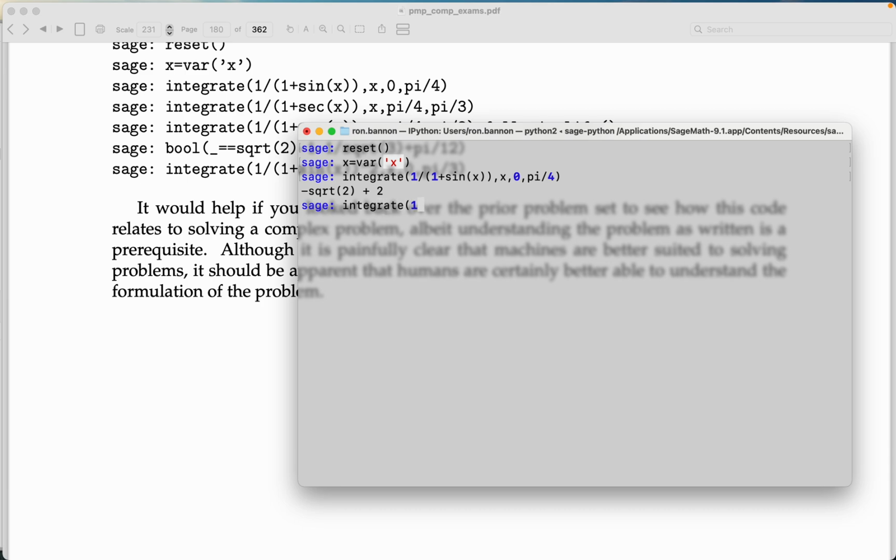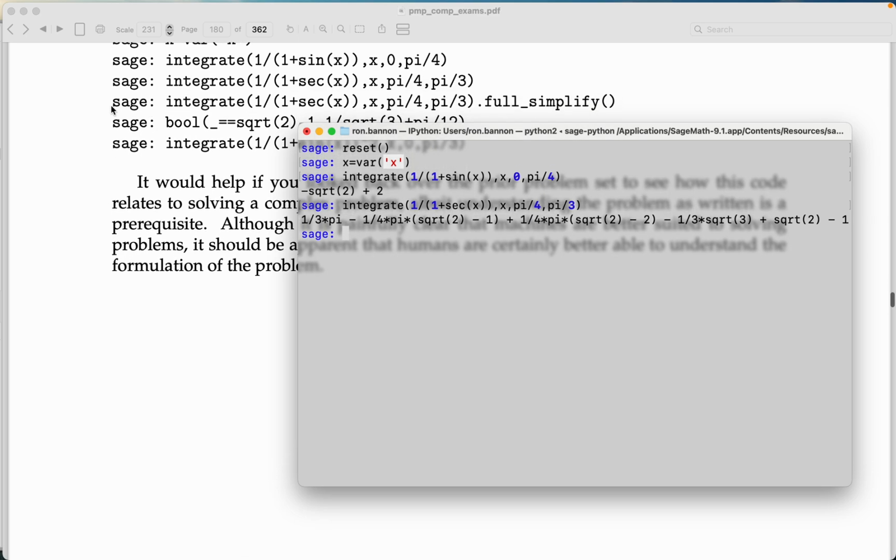All right, integrate. And what are we doing there? 1 divided by the quantity 1 plus secant, and we're going to do it with respect to x. And we're going to go from pi over 4 to pi over 3. Now remember, if you type in something incorrect, it'll just tell you made an error. That looks pretty complicated, actually. And let me just do the next one.